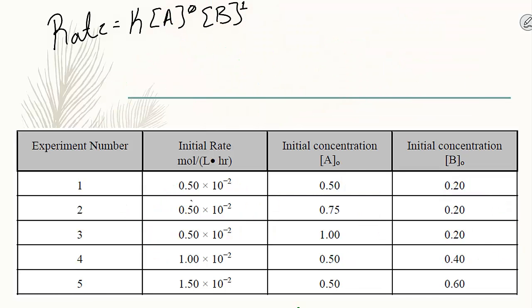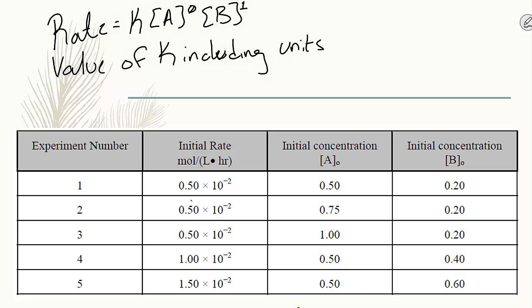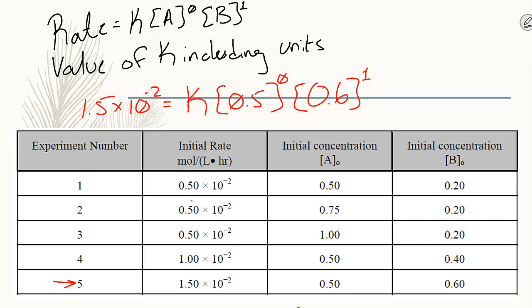Kinetics questions on the AP exam are consistent. You'll always be asked, what is the order of each reactant? So that's maybe question A and B, or just A. Question C will ask you for the value of K and want the units. In order to determine the value of K, simply plug in any experiment into your rate law. So if we use experiment 5, for example, the rate of experiment 5 is 0.5 times 10 to the minus second. That has to equal whatever K is times the concentration of A, 0.5 to the 0th, times the concentration of B, 0.6 to the first.